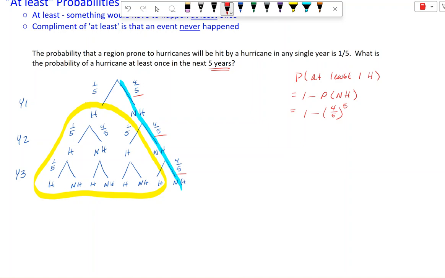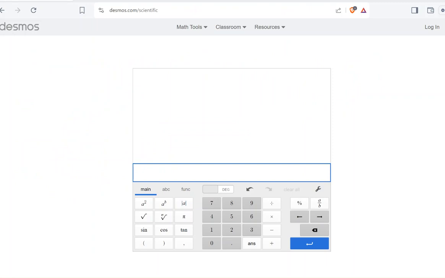So the probability of at least one hurricane for 5 years, I'll put a fifth up there, can be found by taking 1 minus the probability of no hurricane for 5 years in a row. Now I'm going to show you how I do this on my Desmos calculator to quickly find this answer. It's easier to put it in this scientific calculator than it is to use a cell phone. So I'm going to say 1 minus, and then 4 divided by 5, and we'll close that parentheses and raise it to the 5th power. And you can see over here on the right-hand side that the answer is 0.672.